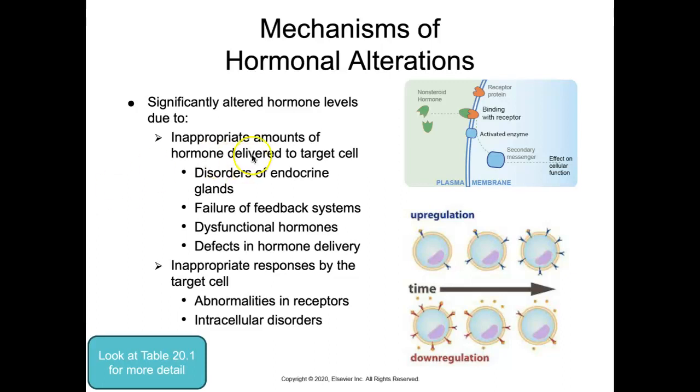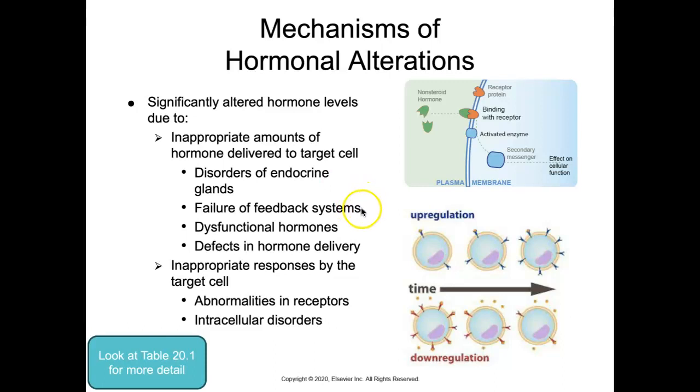So we can alter the hormone level due to having an inappropriate amount of the hormone that we're trying to deliver to the target cell. Essentially, endocrine system dysfunction is caused by either a hypersecretion or a hyposecretion of a hormone. And this could be due to a disorder within the endocrine gland itself, causing it to synthesize too little or too much, like we said, a hypersecretion or a hyposecretion.